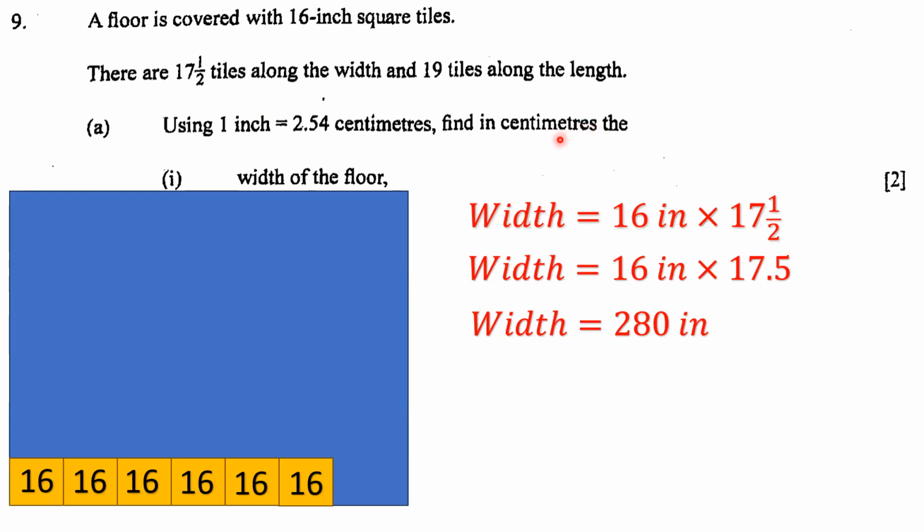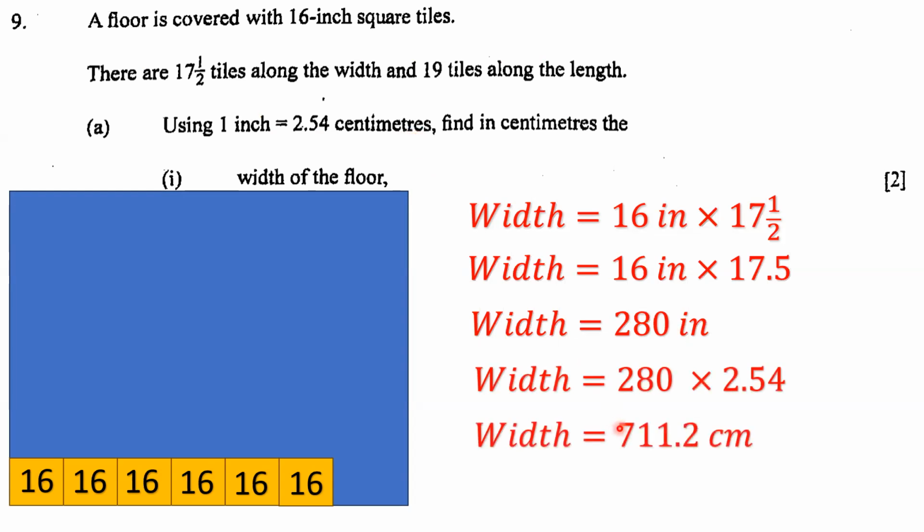And so that means that we need to take 280 inches and convert it into centimeters. How do we do that? We know that 1 inch is equal to 2.54 centimeters. So you're going to multiply 280 by 2.54. And so we get 711.2 centimeters. So the width of this floor in centimeters is 711.2 centimeters.